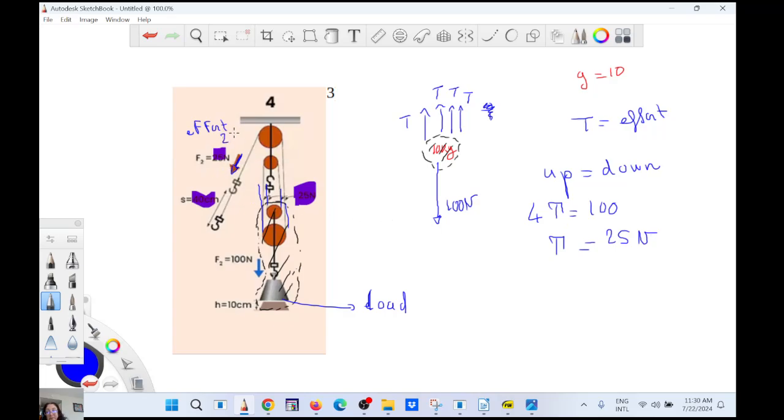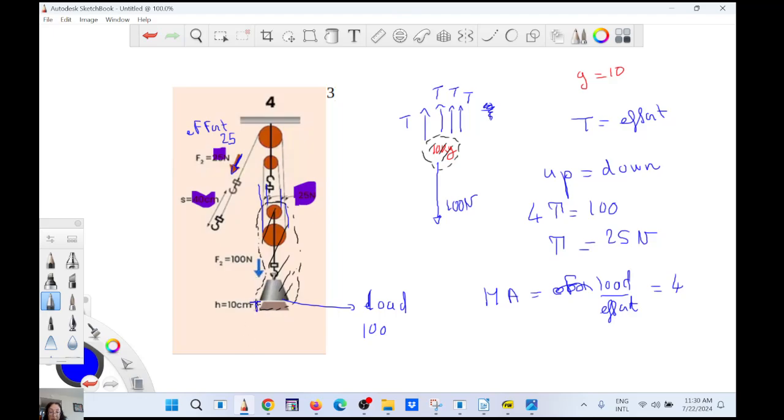So T equals 25 Newton. So here the effort is 25 and the load is 100. So the mechanical advantage will be the load over the effort, that will be 4. Okay, so it means you are 4 times stronger. It's a machine, it makes you 4 times stronger.